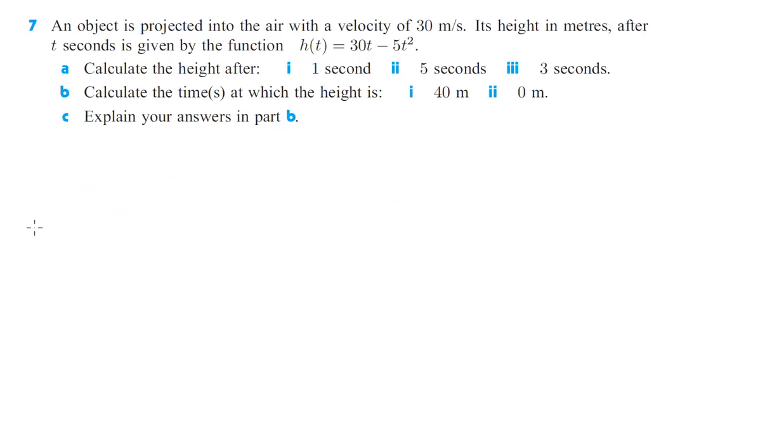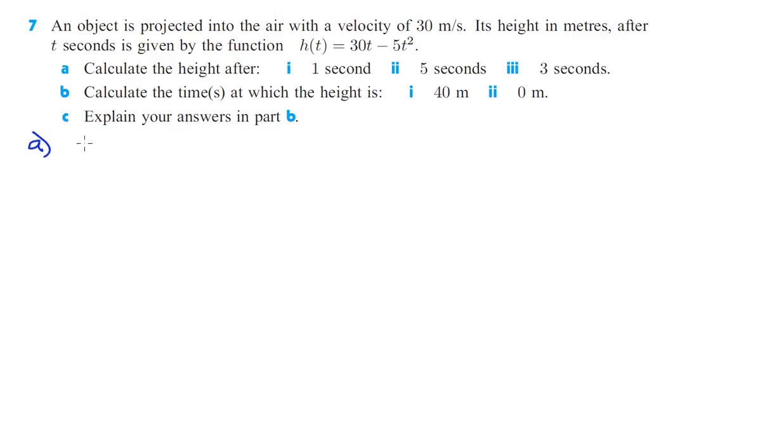Okay, moving on, number 7. An object is projected into the air with a velocity of 30 meters per second. The height in meters after t seconds is given by this function here. Calculate the height after 1 second, 5 seconds, and 3 seconds.